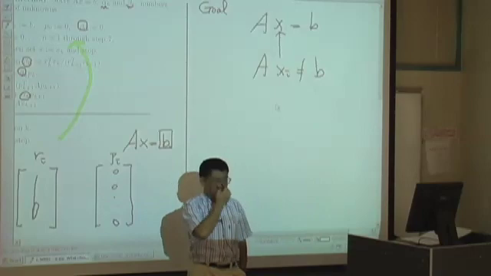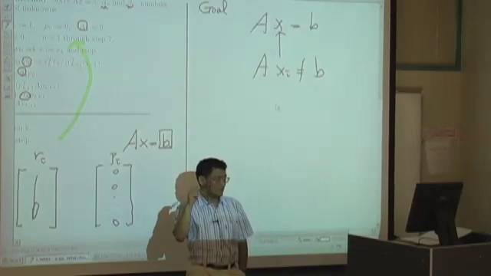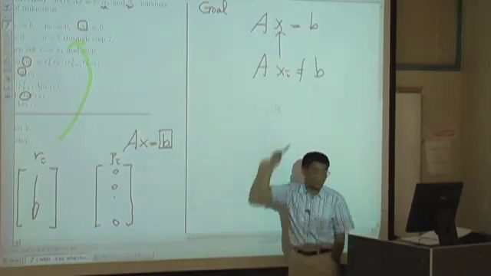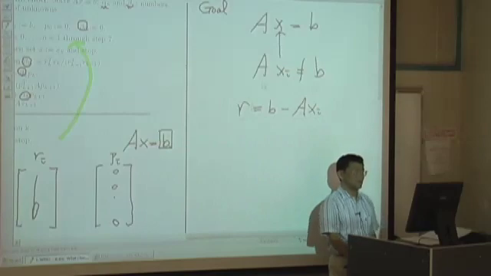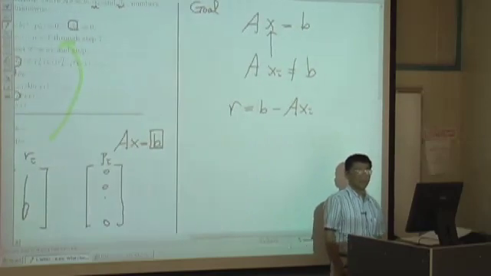So you should understand the idea. You want to solve Ax equals b. We want to find x satisfying it. But generally, for our x_i, it is not equal. So what you do is find the difference and call this r. Call this r vector. Generally, r vector.